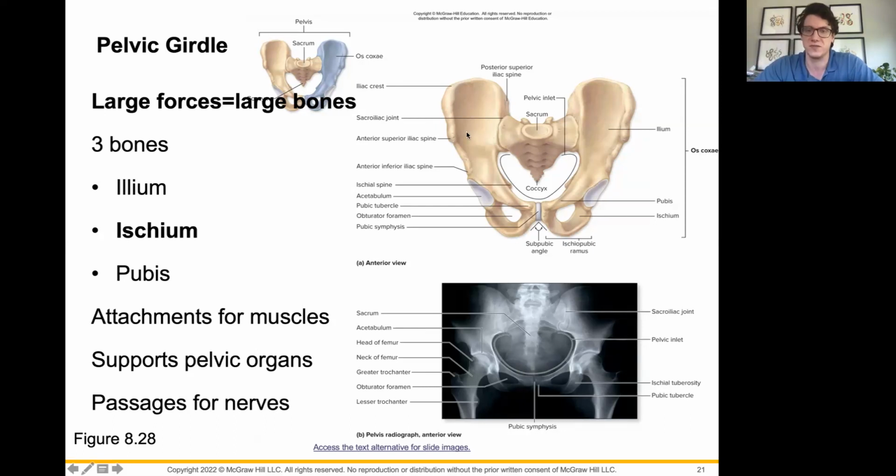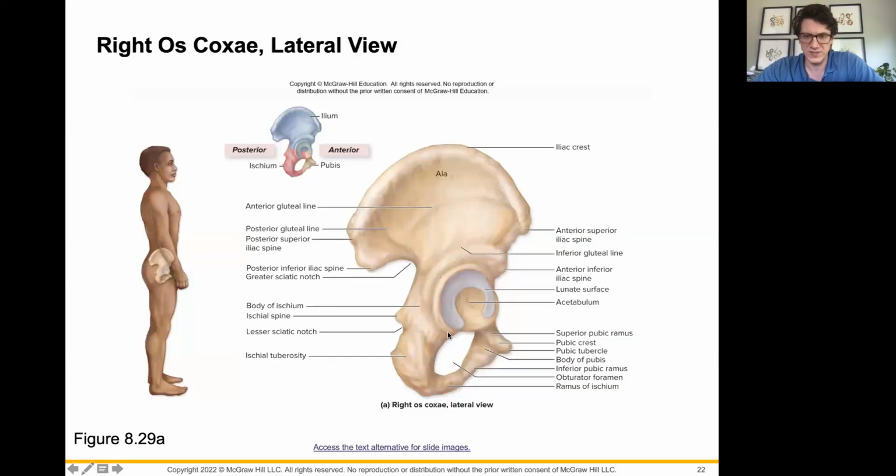So we have this nice smooth surface on the inside. And then the outside is going to have lots of muscle attachments, including muscle attachments for some incredibly strong muscle groups, whether it's your gluteal muscles or your thigh muscles. They are all going to have attachment sites here on these hip bones.